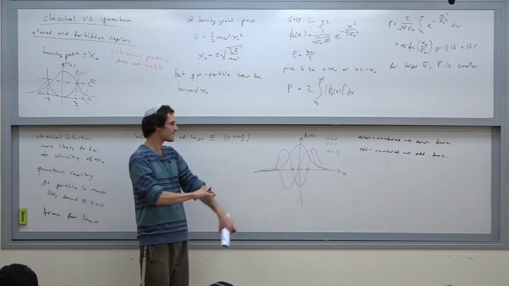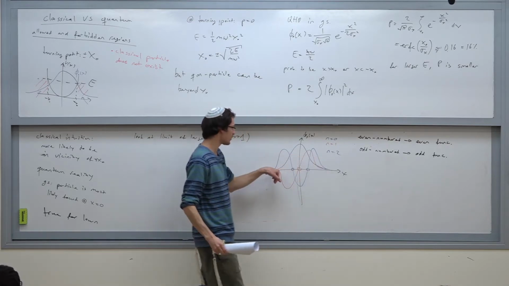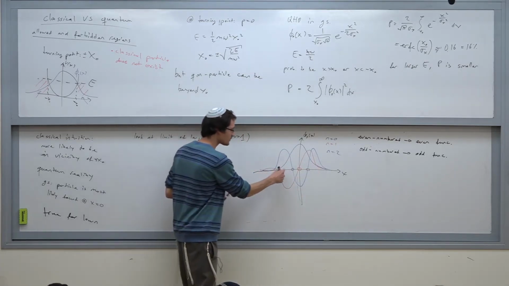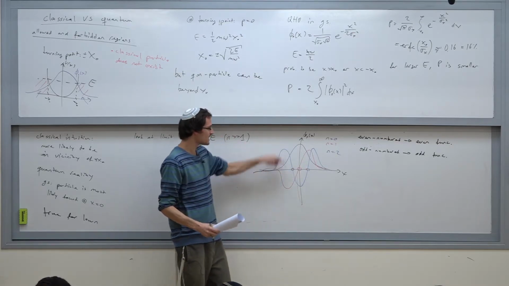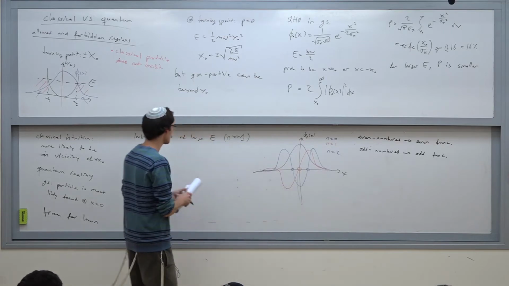But if we look at larger n's, we now have a very large polynomial to a high power. So there'll be way more oscillations, right? The n is the number of nodal points. So for n equals 100, there will be 100 nodal points, 100 times that the wave function passes the x-axis. So it'll oscillate very quickly.